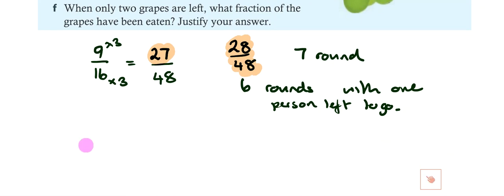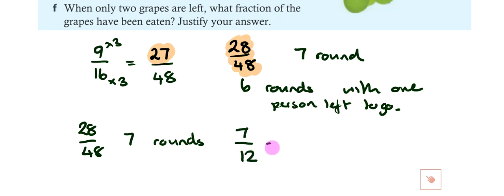Okay, so 28 out of 48 is 7 rounds. But can we give that in a different fraction? Yeah. Go for it. 7 out of 12. Okay, that is also 7 rounds, isn't it? Do you notice how it's the number of rounds out of 12? Wait. Oh, wait. Does that make sense? Yeah.